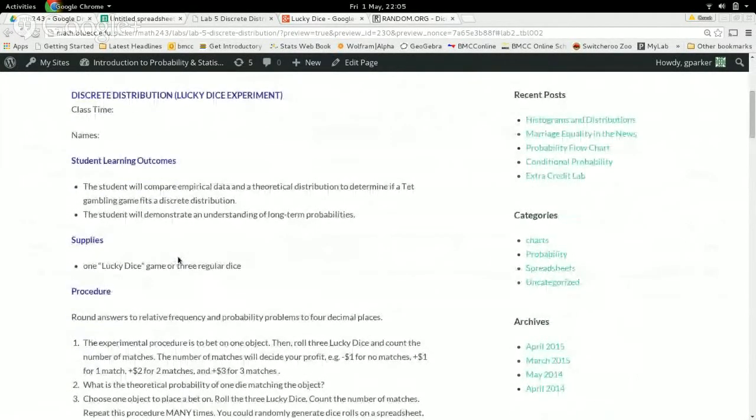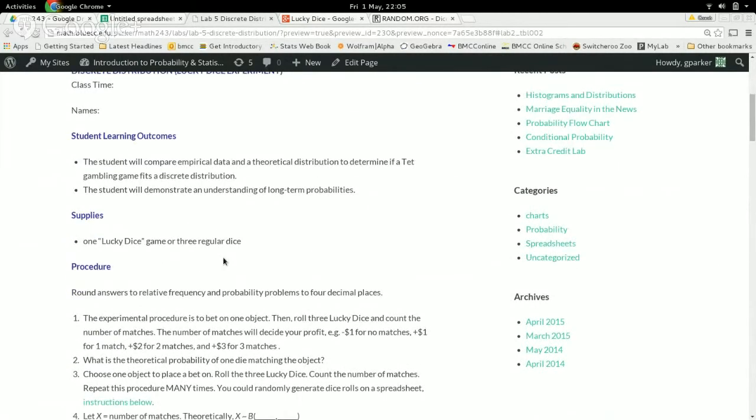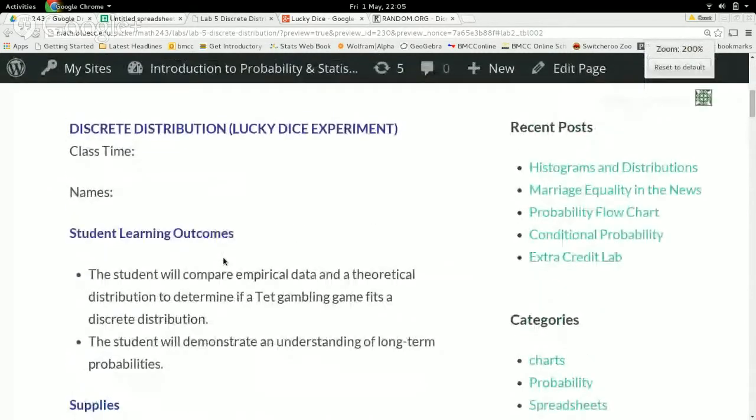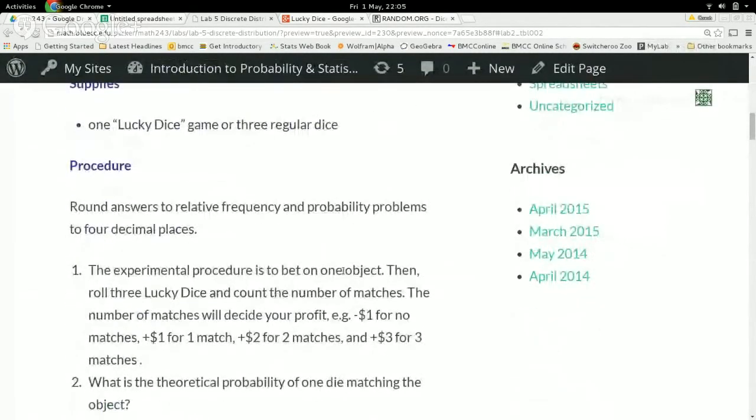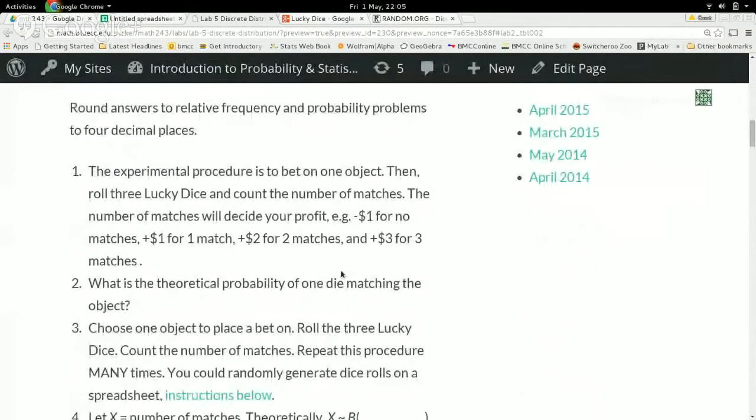I'm going to play around with both empirical and theoretical probabilities and practice finding the mean, the expected value of a probability distribution or a relative frequency histogram. Here, the procedure is to bet on an object. By an object here, we mean a die that we're going to roll.